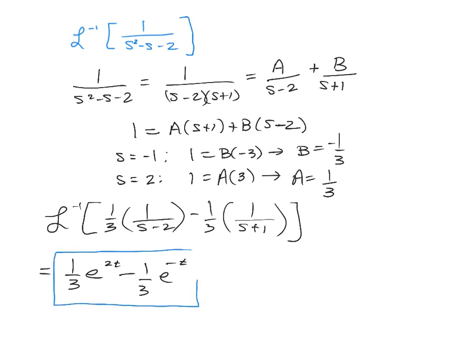And you'll notice if you actually were to take the Laplace transform of this and then add up the two fractions getting common denominators, it'll simplify down to the original 1 over s squared minus s minus 2.